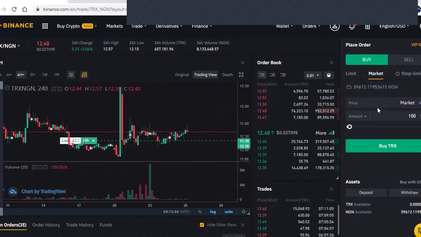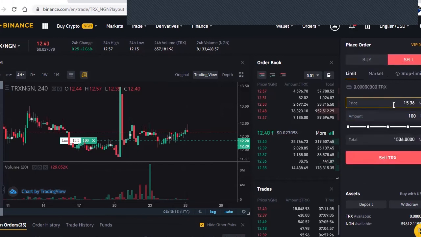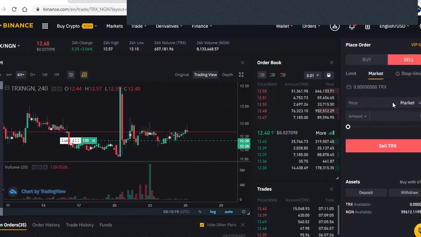So market order means that you want to sell at the prevailing price, what is happening in the current market price. You are selling at the current market price, and it is one of the easiest ways of getting into the market or exiting the market. The same thing if you want to sell at the market, there's no place to enter your own price. You just enter the amount of Tron that you want to sell, so it just gives you the prevailing market price.